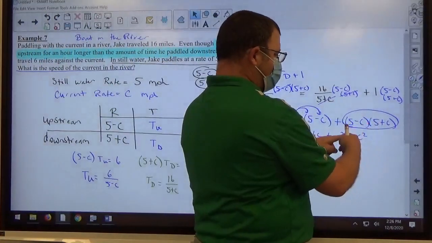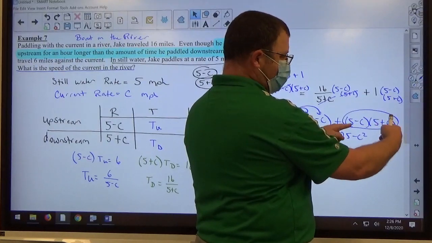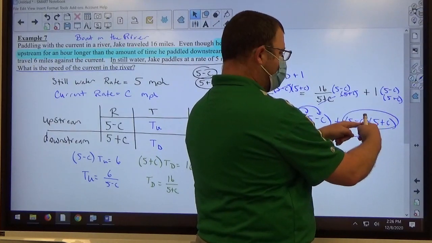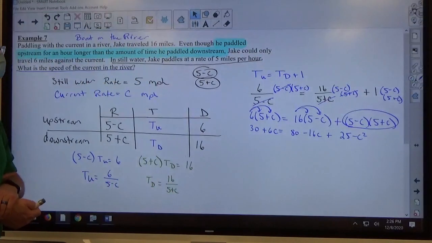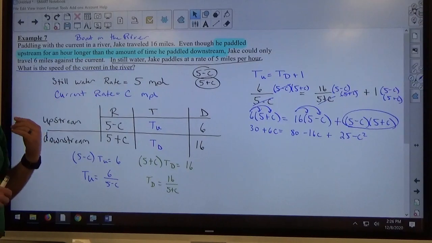First times first makes 25. Outside 5c, inside negative 5c cancel. And last times last is negative c squared. All right, I do have a quadratic expression. It's got c squared in it, so setting everything equal to 0 is your best bet.